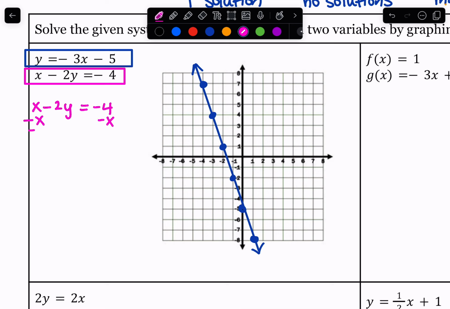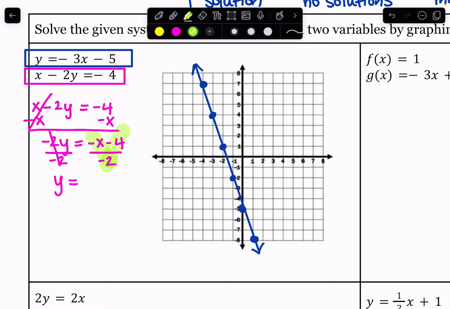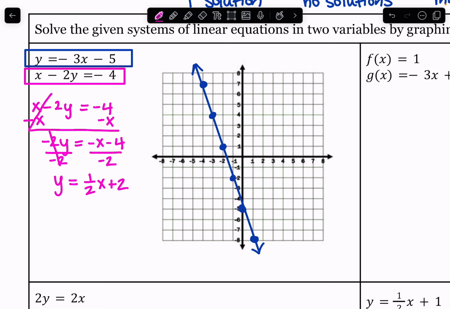And that leaves me with -2y is equal to -x minus 4. I'm going to divide by -2. And that leaves me with y equals, and remember here, we need to divide both things by -2. That leaves me with 1/2 x plus 2. So I'm going to graph that.